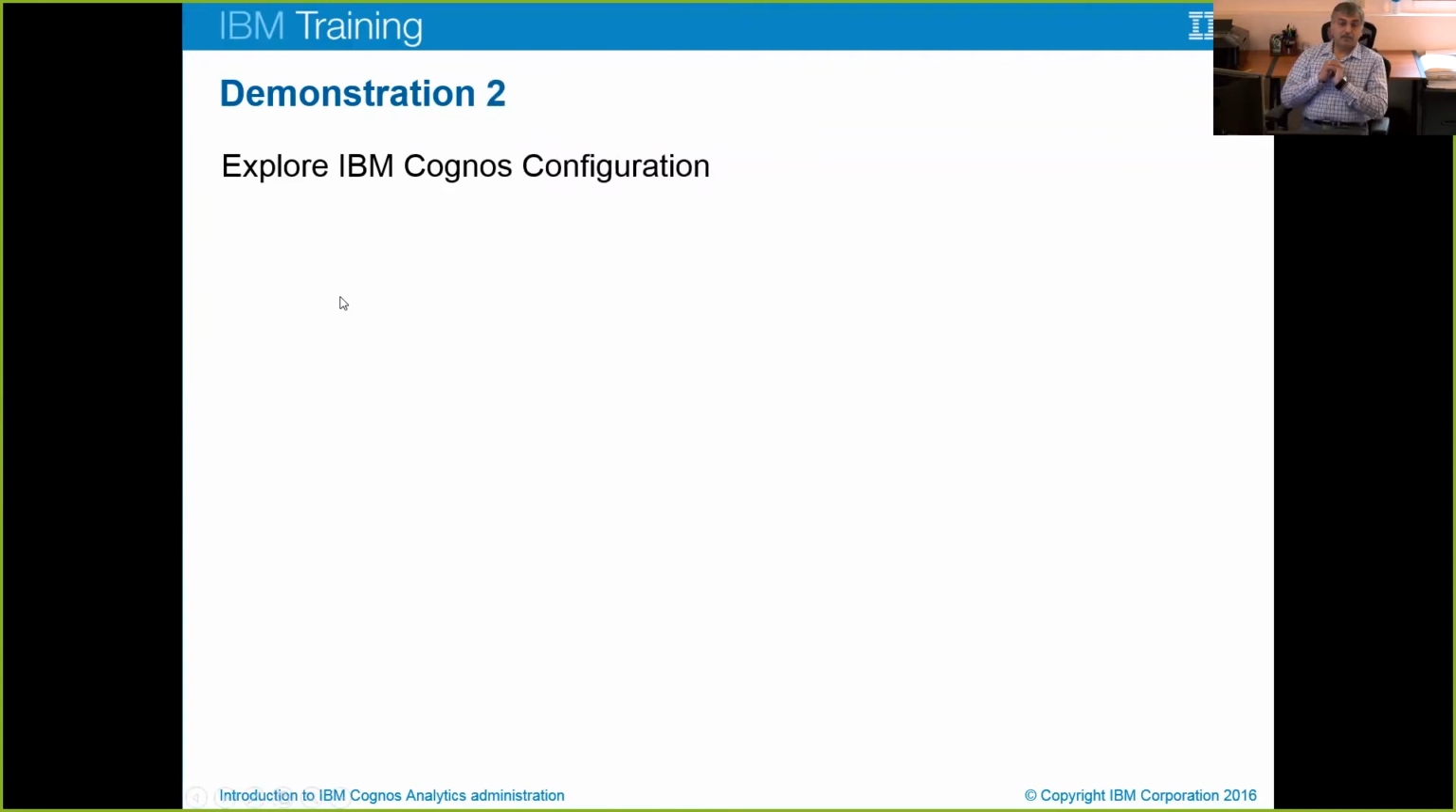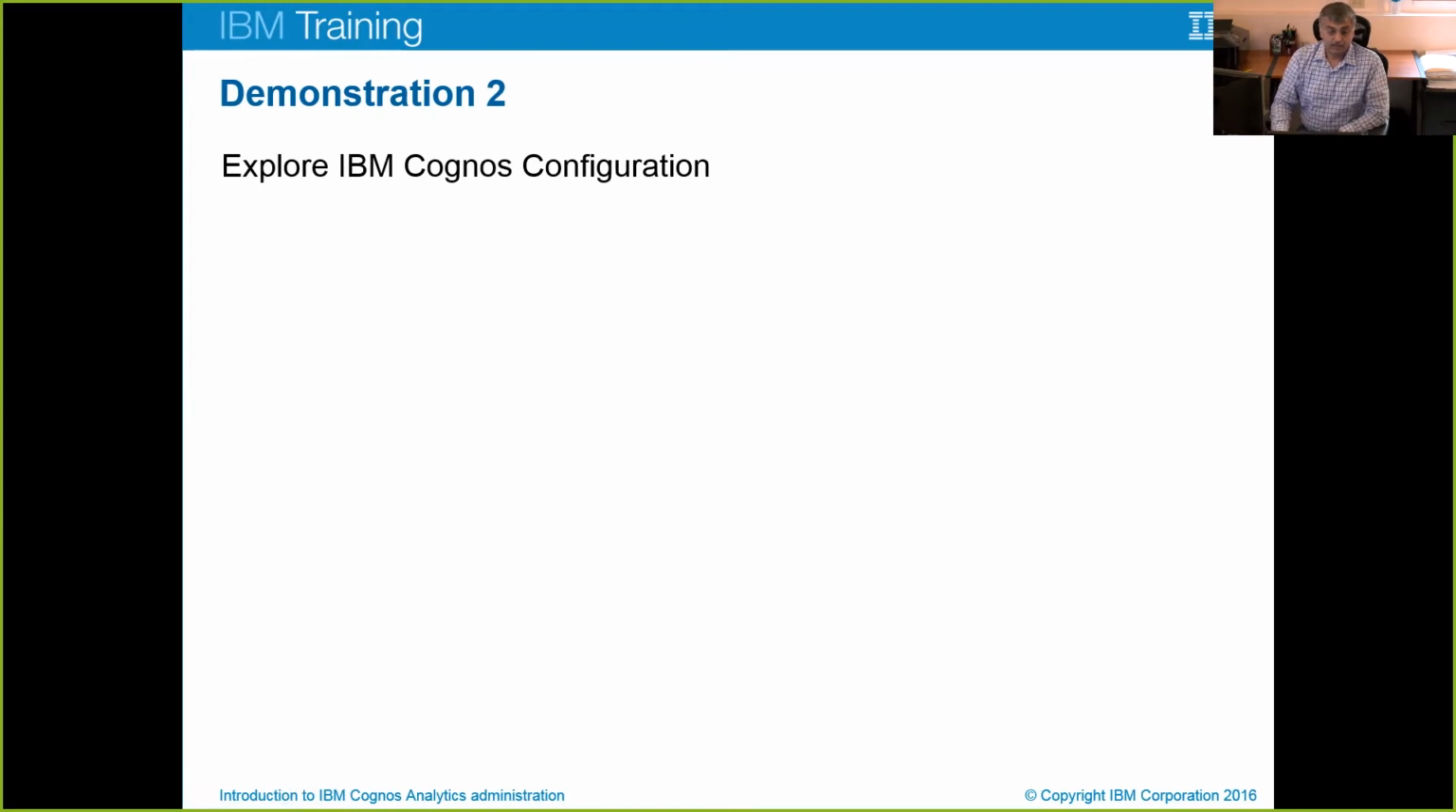And in demonstration 2, we talk about Cognos configuration. Administration is a console where you will do day-to-day work, but configuration is initial configuration as well as some ongoing configuration if you need to do. So demonstration 2 starts on page number 1-24, and we will look at Cognos configuration.